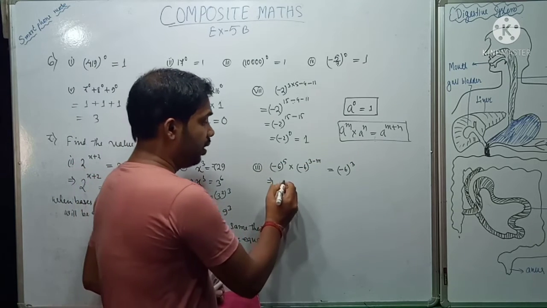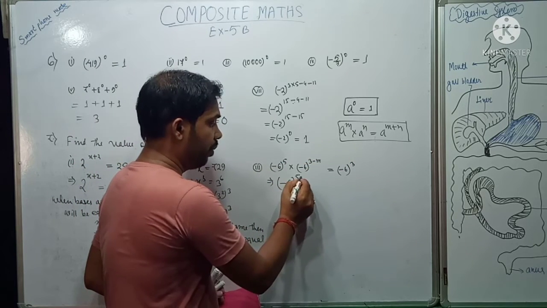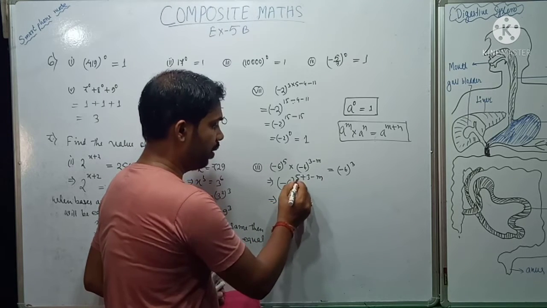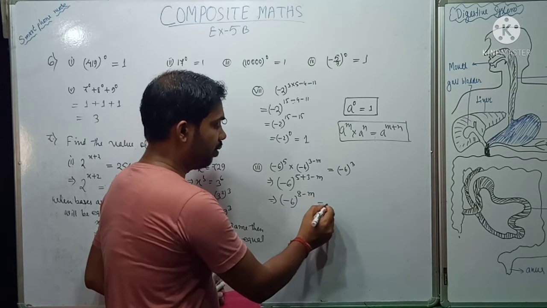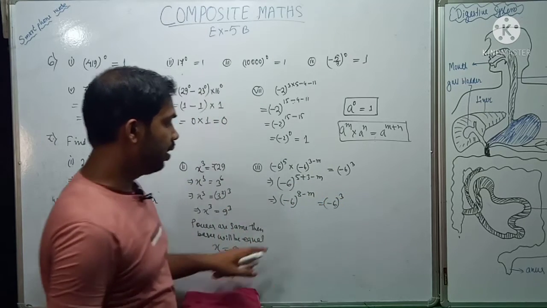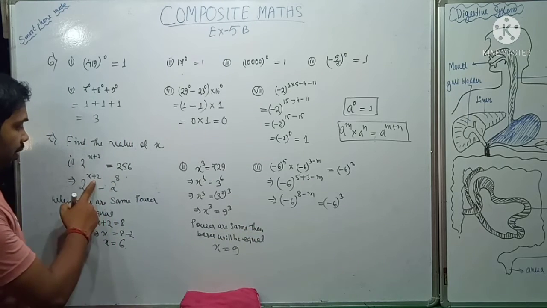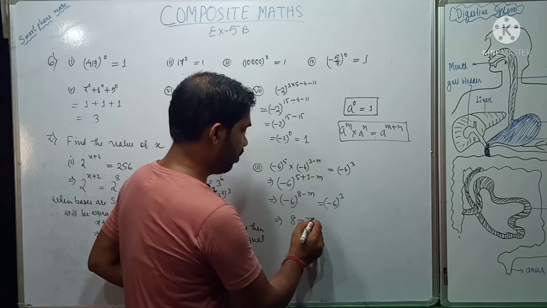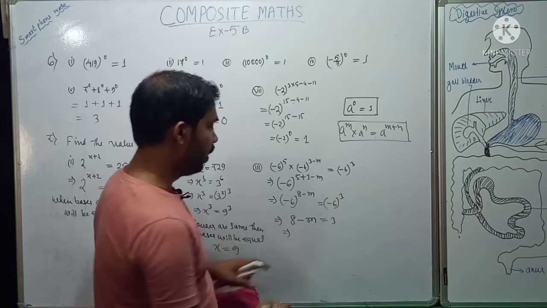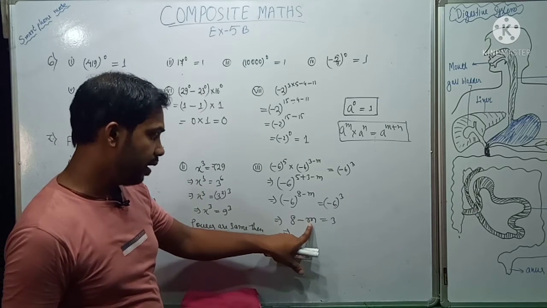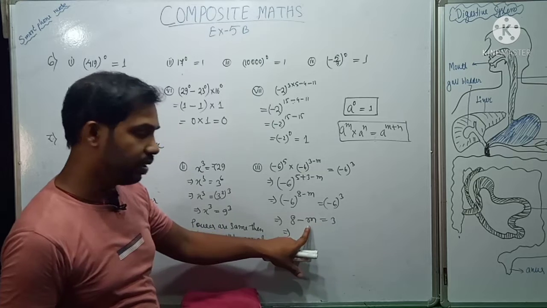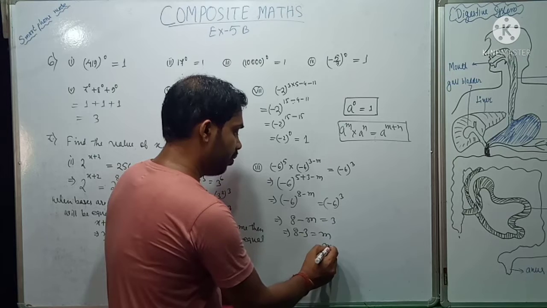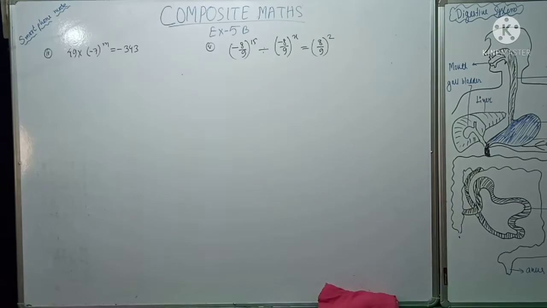So you see, it is minus 6 whole power 5 plus 3 minus m. What can I write? Minus 6 whole power 5 plus 3 is 8, so 8 minus m is equal to minus 6 whole power 3. Now see, we have discussed that when bases are the same, then powers will be equal. So we can write 8 minus m is equal to 3. From here we need the value of m, so we transpose m to this side and bring 3 to this side. So 8 minus 3 is equal to m, so m is equal to 5. So we have completed question number 3.